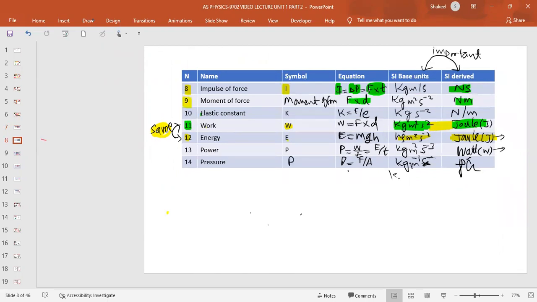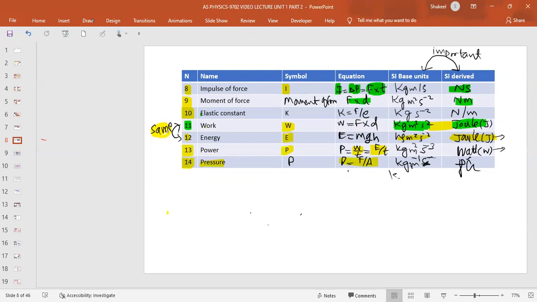Then moment of force, which is force into distance. Then elastic constant K in Hooke's law, which is F over E. Then work and energy, both are the same things actually. Work is force into distance, and energy can be half mv square or mgh. And power, which is rate of work done or rate of energy conversion. And then pressure, which is force over area.